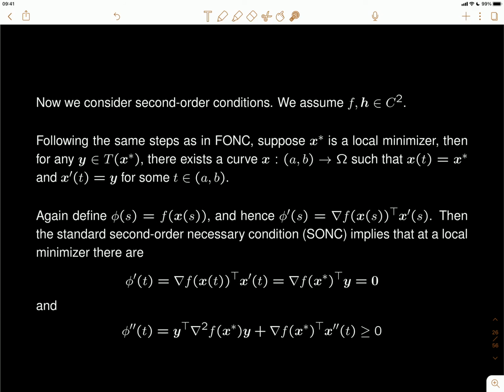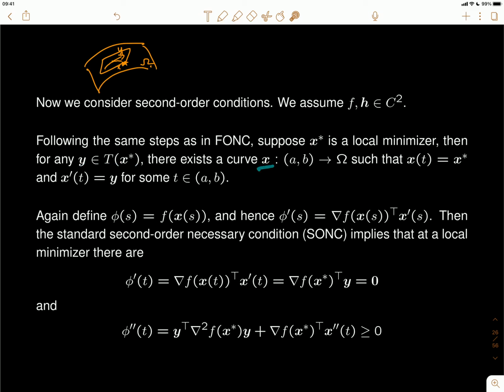Okay, so we're going to do the same as before. Suppose we have this surface, which is omega, and we have a point x star on this omega, and then we have this tangent plane, and then we have this y, which is on this tangent plane. Then we know there is a curve that's living on this omega and is passing through this x star, and the tangent vector at this point x star is equal to y, right? That's what we have been doing for the first order necessary condition. So this y, suppose x star is a local minimizer, this y is a vector in the tangent space.